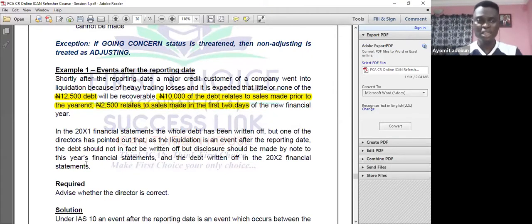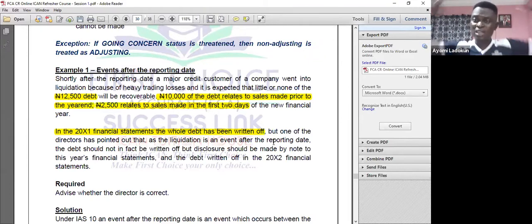Now, it said in the 20X1 financial statements, the whole debt was written off. Now look at what is happening here. That's why you need to understand the concept around IAS 10. The customer is owing me 12.5, then the whole debt was written off in the 20X1 financial statements, whereas 10,000 actually relates to 20X1, shortly before the end of the reporting period.